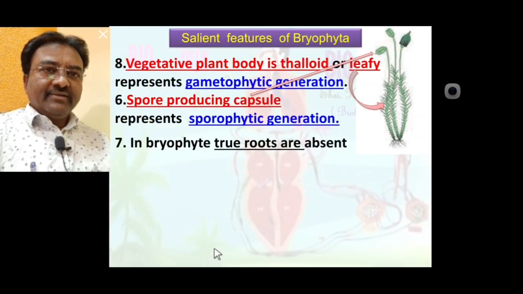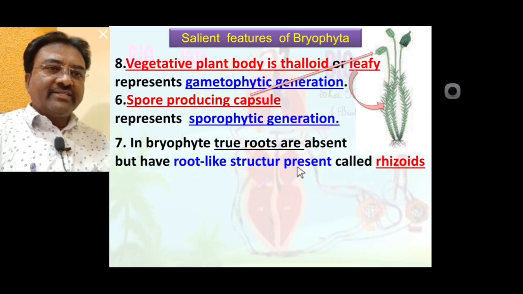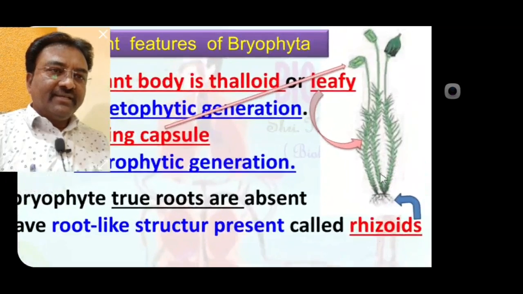Next, number 7. In Bryophyta, true roots are absent. Here this root like structure is not a true root but a root like structure present, called rhizoid. This root like structure is not an actual root but is called rhizoids, seen here in the diagrammatic representation. These are the rhizoids, look like roots but not true roots.